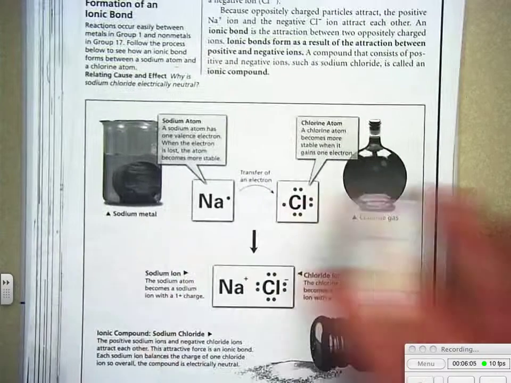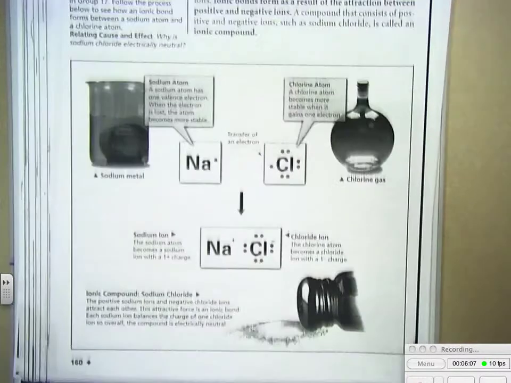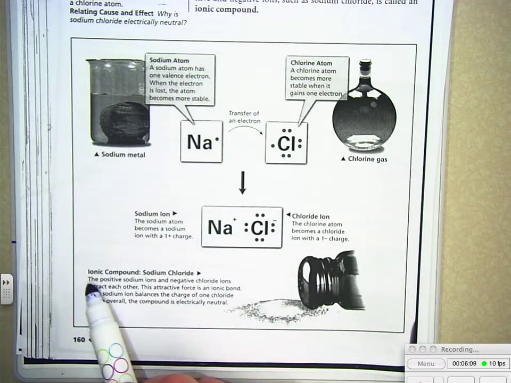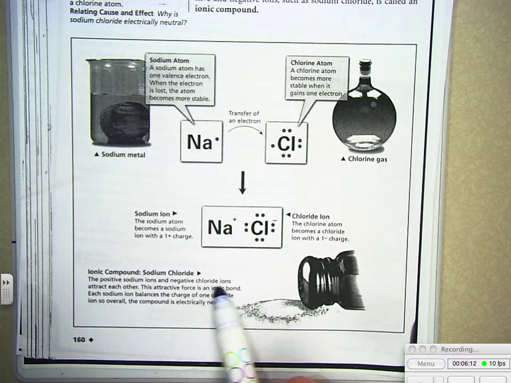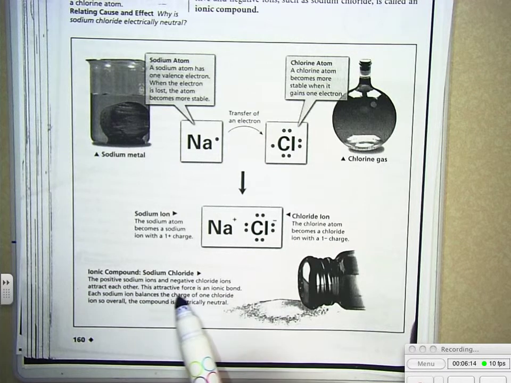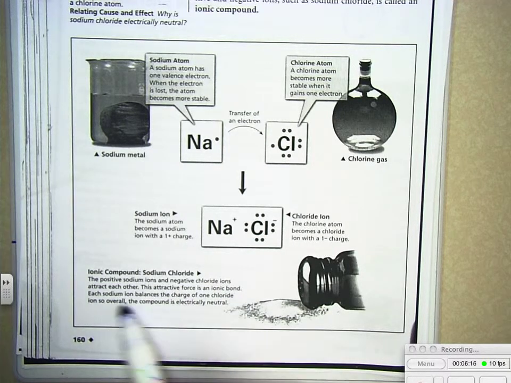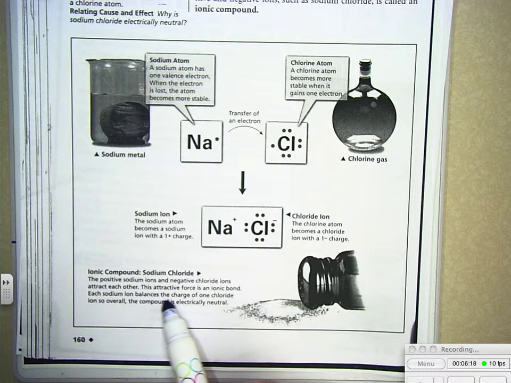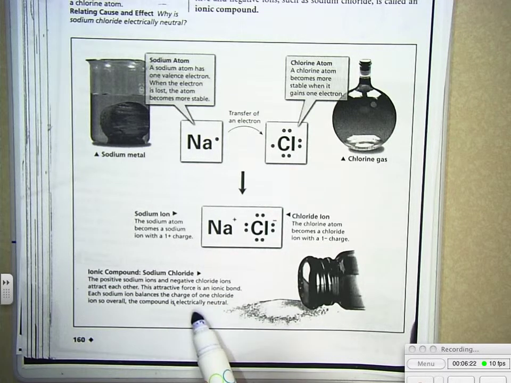And guess what? They get together. The positive sodium ions and negative chloride ions attract each other. This attractive force is an ionic bond. Each sodium ion balances the charge of 1 chloride ion. So, overall, the compound is electrically neutral, and therefore it stays the same.